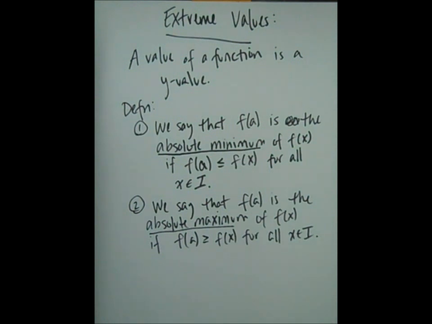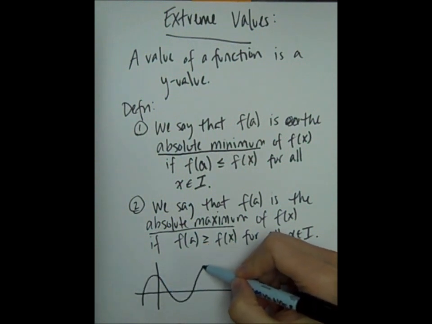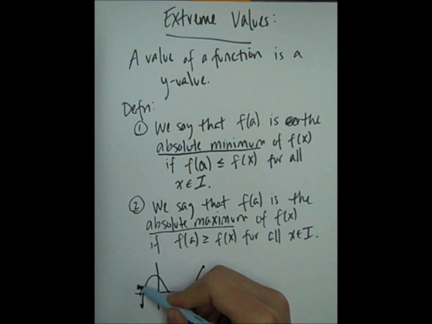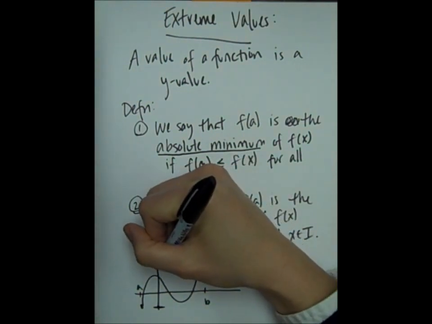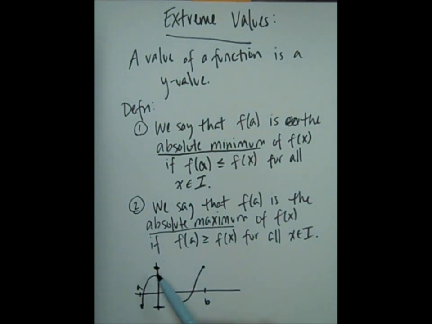What does this look like as far as a graph goes? So maybe here's my function. There's my interval from, let's say this is a and here's b. The absolute minimum of this function is the lowest y value. So that would be here. That would be my lowest y value, so that's my absolute minimum. Whatever y value is there, this is my absolute minimum. The absolute maximum is the highest y value, so whatever y value is there will be my absolute maximum. So again, these absolute minimums and maximums, we're saying what's the largest y value and what's the smallest y value that we can take on.